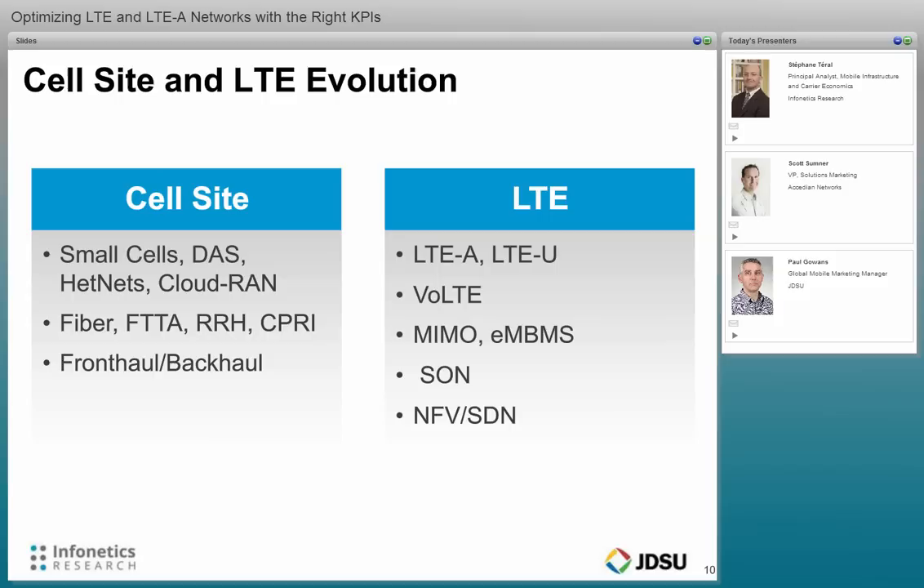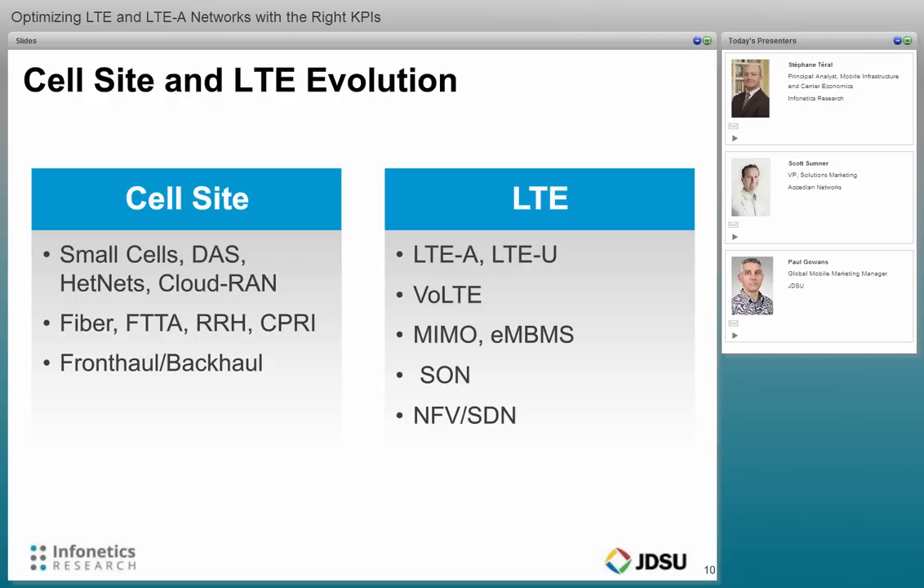Now, at the same time, the networks are evolving. So I've split this up into 2 dynamics, and they're both going along in parallel just to add that extra level of complexity. On one side, you've got cell site evolution going on, whether that's small cells or DAS or HetNets or Cloud RAN, or I don't know, liquid RAN or whatever you want to call that. You've got a whole bunch of changes in terms of fiber and fiber to the antenna, remote radio heads, CPRI. You've got the demarcation between front haul and backhaul starting to disappear, where that would have been a clean break before. So that's all going on at the cell site.